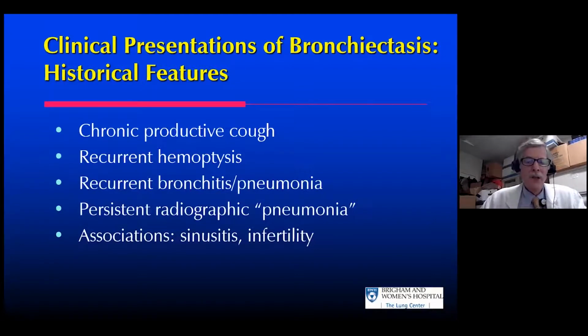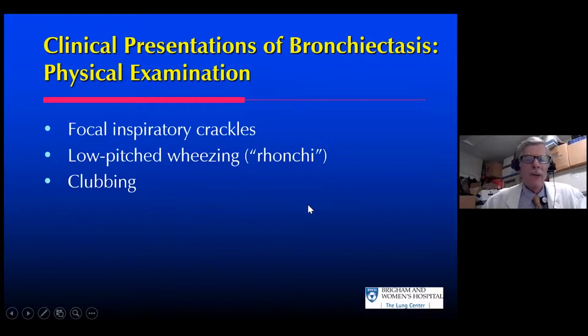And then in association, upper airway infection, chronic sinusitis, and in patients who have ciliary abnormality, men and to some extent women will be infertile because the cilia share the same structural abnormality as sperm tails and to some extent the oviduct. And physical findings: localized crackles, rhonchi, those low-pitched wheezes, lots of noises, pops and squeaks and crackles that don't go away. They're chronic findings of bronchiectasis.